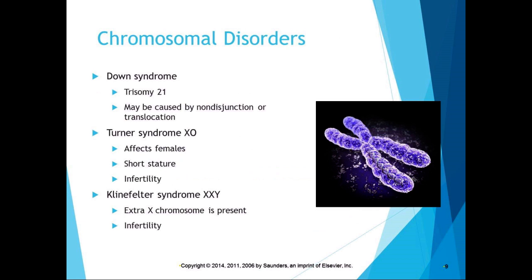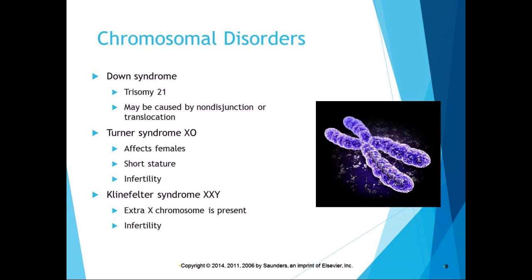So chromosomal disorders, I'm sort of doing things a little bit out of order from the book just because the order makes more sense to me. Chromosomal disorders are usually caused by an error in meiosis. Down syndrome is a classic one, trisomy 21. It may be caused by non-disjunction or translocation during meiosis, and is usually when you have an older mother.